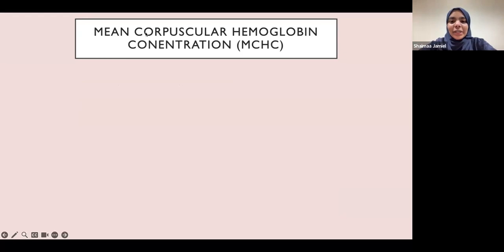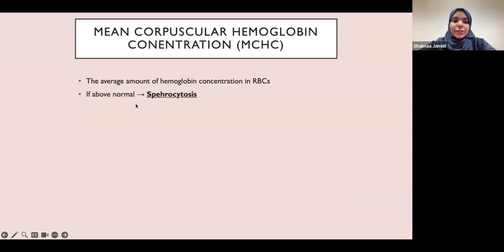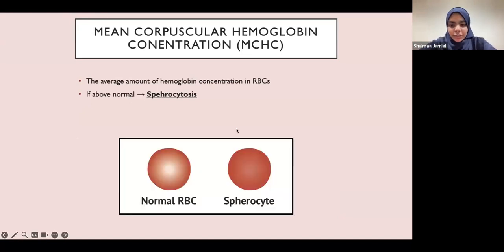So mean corpuscular hemoglobin concentration, or MCHC. The difference is that this is the concentration of hemoglobin in the cell, not the amount, but the concentration, okay? The average hemoglobin concentration in RBCs. If it's above normal, it usually signals something like spherocytosis, which you guys don't really have to know. We don't really use MCHC a lot in first year, but this is a type of disorder where their cells are a bit dehydrated. And because they're dehydrated, the same amount of hemoglobin is just more concentrated, okay? So this is MCHC, okay?